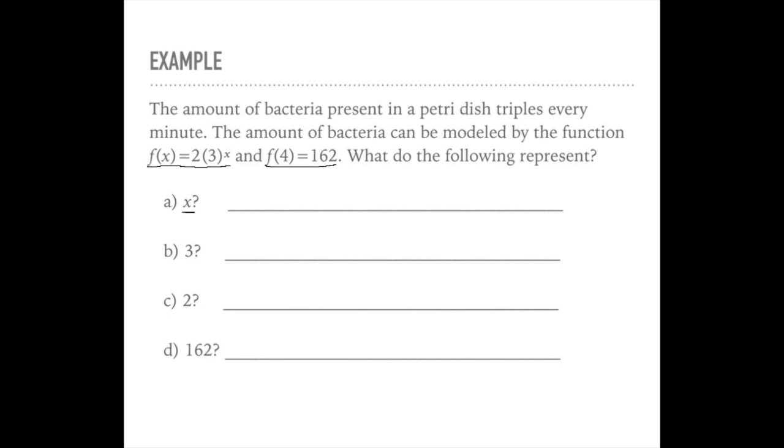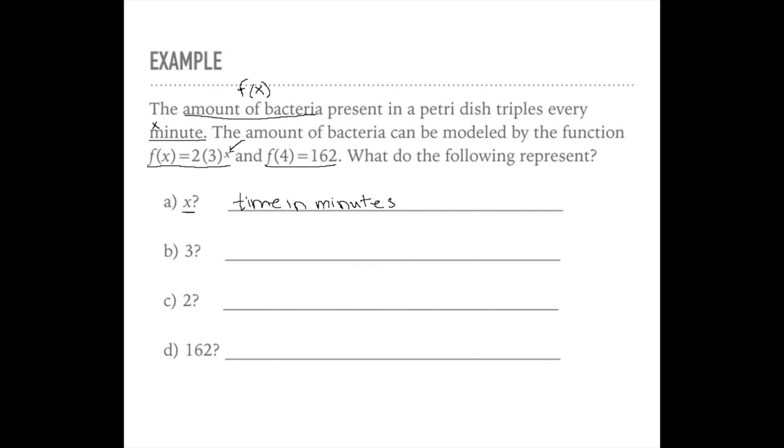First one we come across is x. We just learned that x is the input value or the domain values. So y is changing with respect to x, which in this case is the amount of bacteria, which is our f of x, is changing in respect to every minute that goes by. So our inputs are going to be minutes because the change happens every minute. So x would be time in minutes.